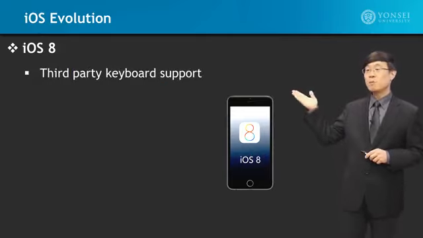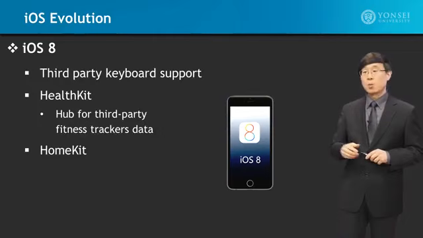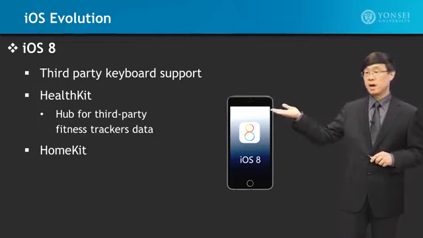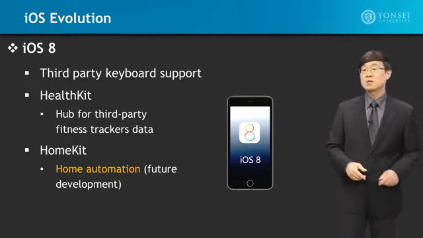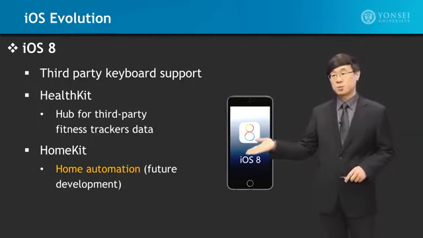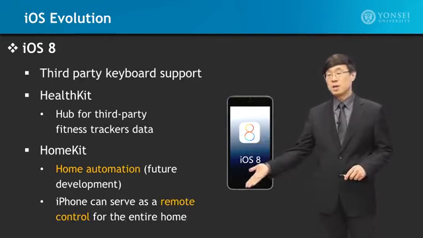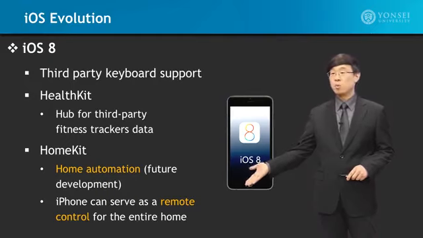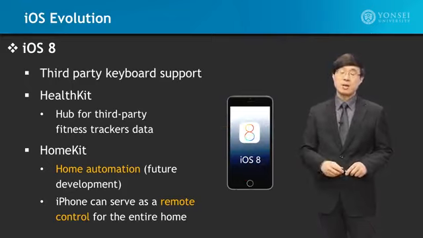In addition, third-party keyboard support became possible in iOS 8 as well. And also, you had HealthKit and HomeKit, where HealthKit was a hub for third-party fitness tracker data, and HomeKit was for home automation. But this was for future development. In addition, the iPhone was going to serve as a remote controller for the entire home when home automation became available through the HomeKit operating system support.